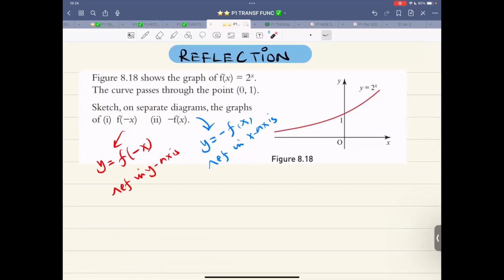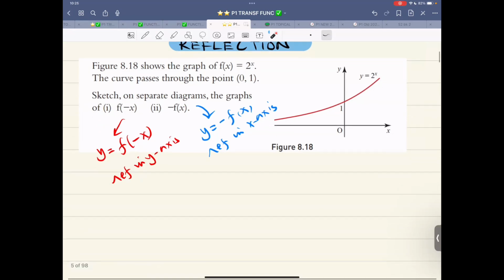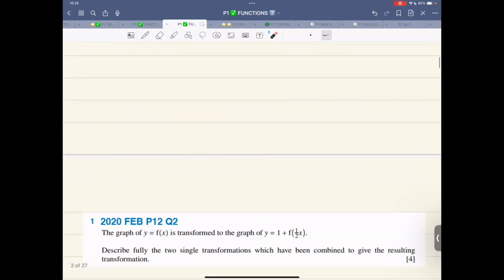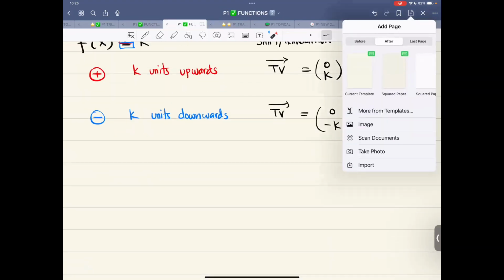Now for reflection, there are 2 kinds of reflection. There is reflection in the x-axis. There is reflection in the y-axis. Which one is which? Let me write on that particular page. So over here, let me add a page for reflection.